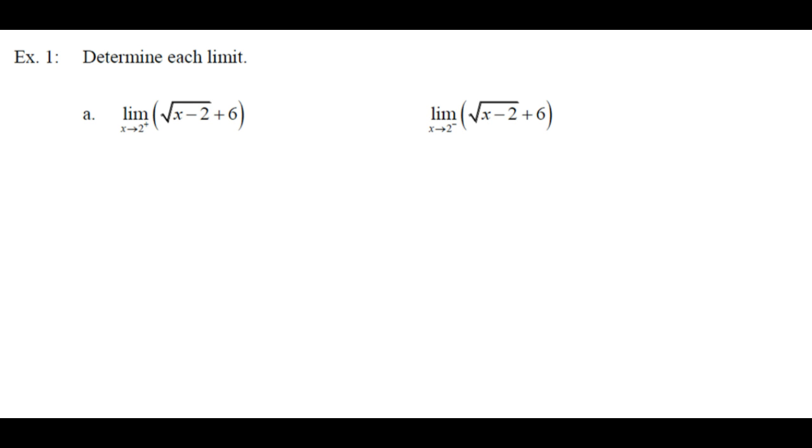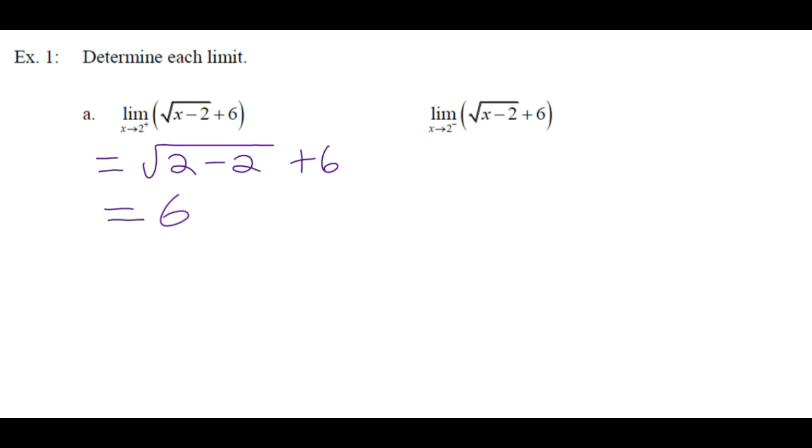Okay, determine each limit. So the limit as x approaches 2 from above of the root of x minus 2, plus 6. So what should we first try? What's our first strategy? Just substitute it in, right? See what happens. Okay, so we're going to say that's equal to, what's the square root of 2 minus 2, plus 6. Okay. Can I just say 6? You're okay with that? It's a 0 on the square root of 0.